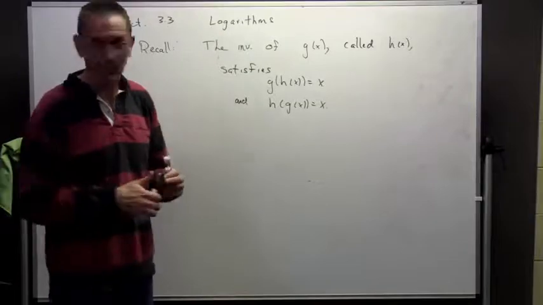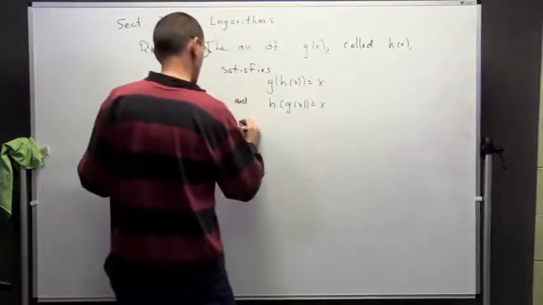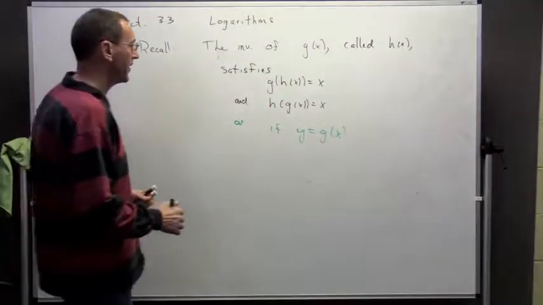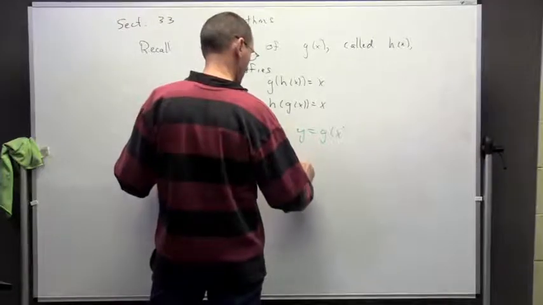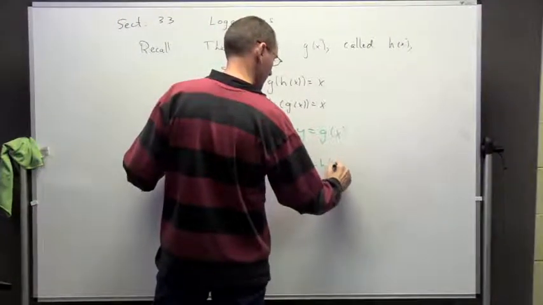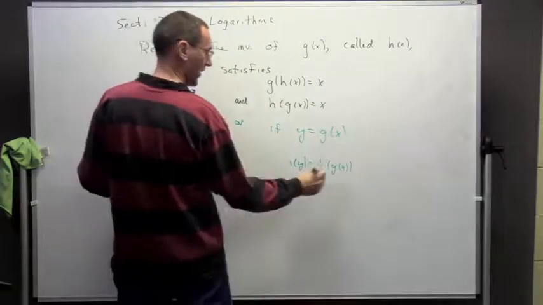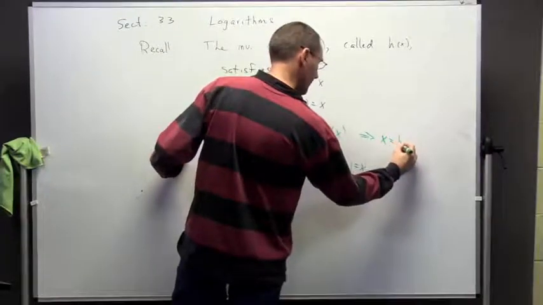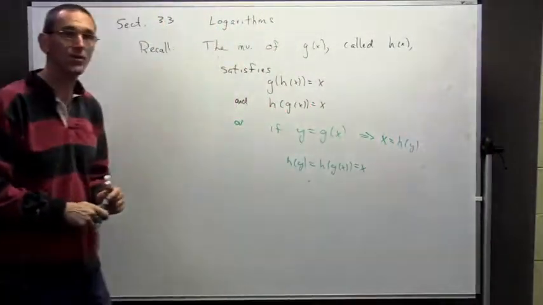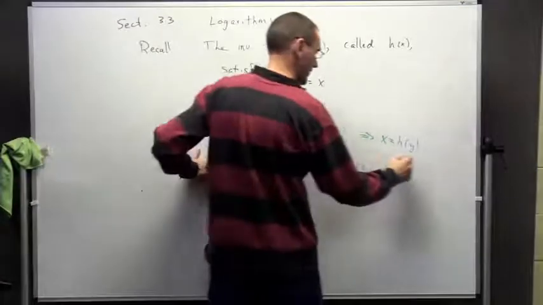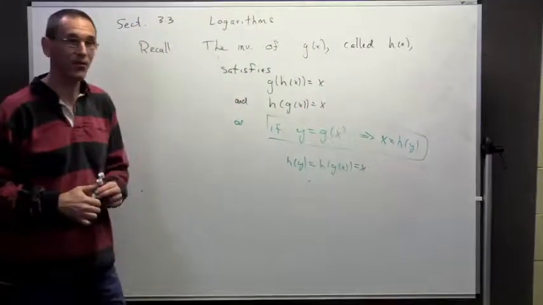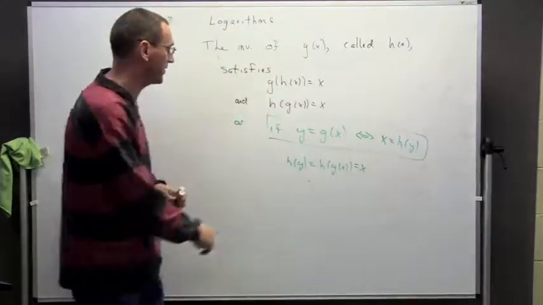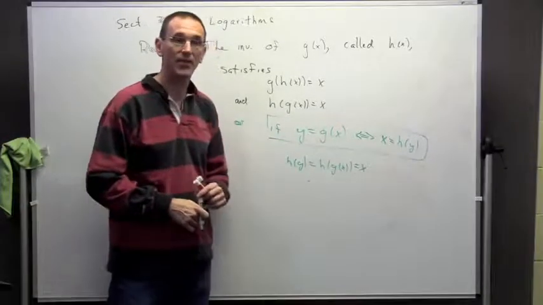Another way to think about this is that if y equals g of x, then if I take h of y, that has to be h of g of x, which is just x. Then I can think of these two statements as being equivalent. Y equals g of x, then x equals h of y. And likewise, I can turn this around and get the same result if I focus on y equals g of x.